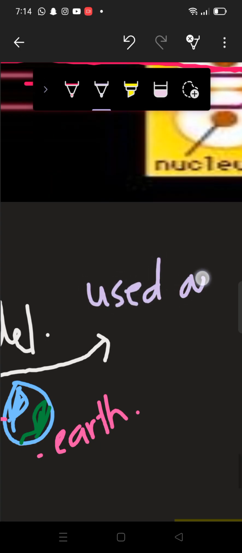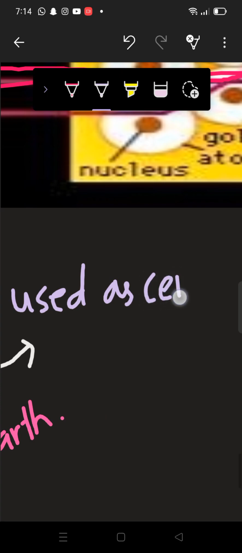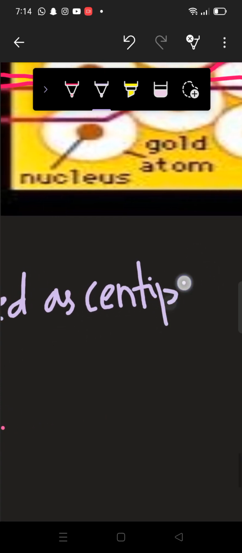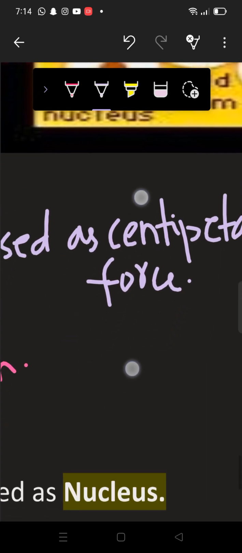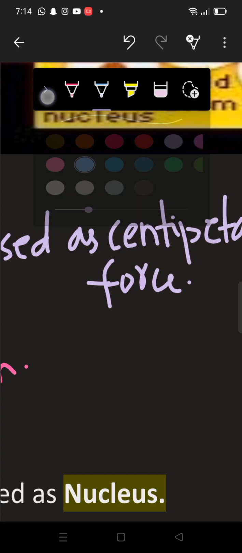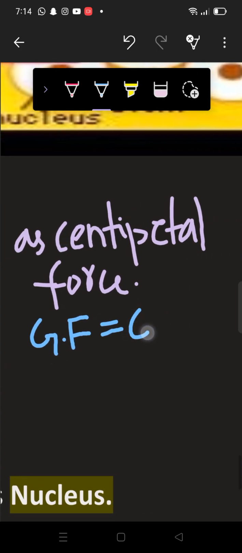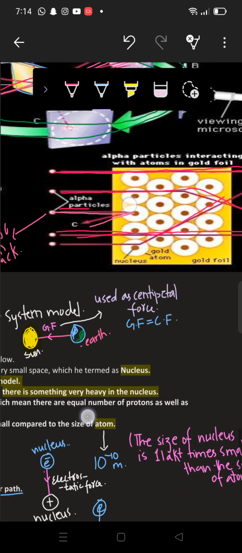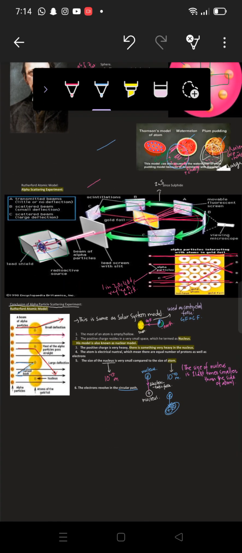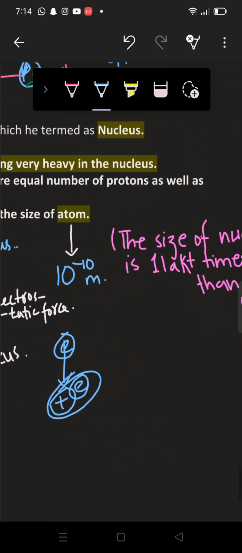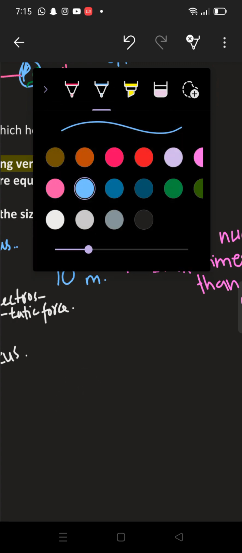This gravitational force has been used as centripetal force. Which means I can write here that Gf, which is the gravitational force, is equal to the centripetal force, right? Because gravitational force is being converted into centripetal force, thus the earth revolves around the sun, and here this electrostatic force is converted into centripetal force. That's why the electron revolves around the nucleus.